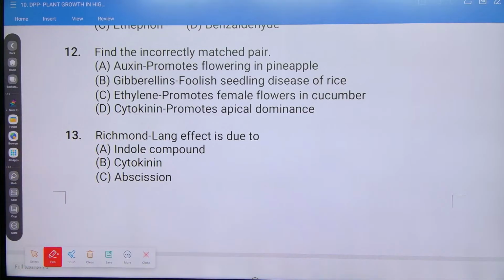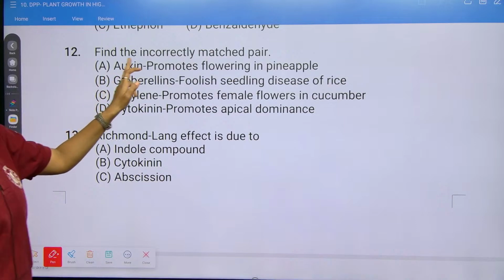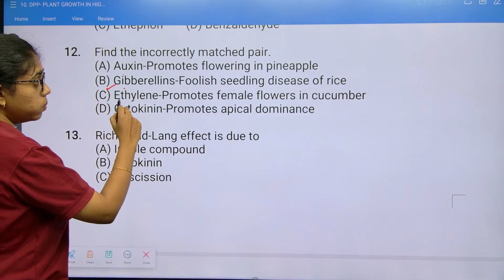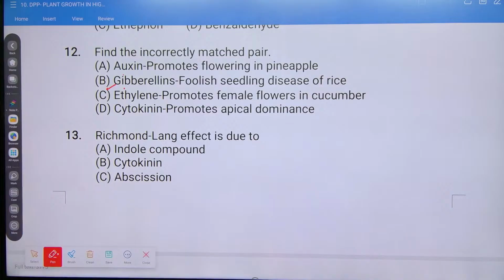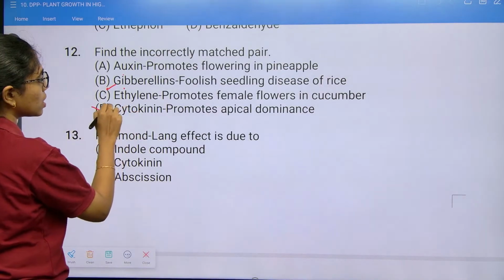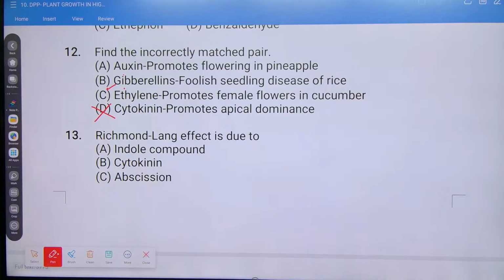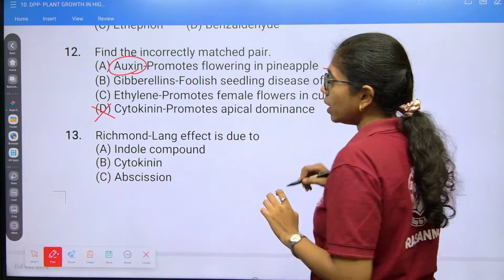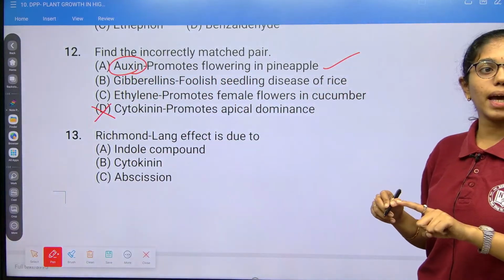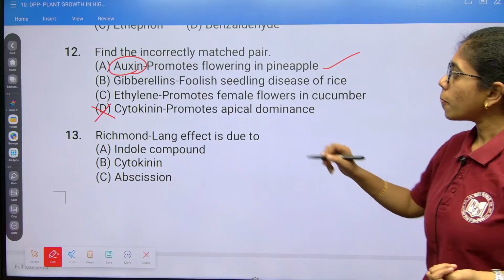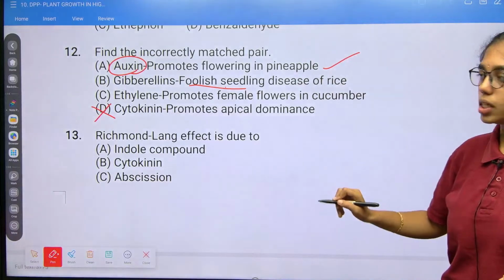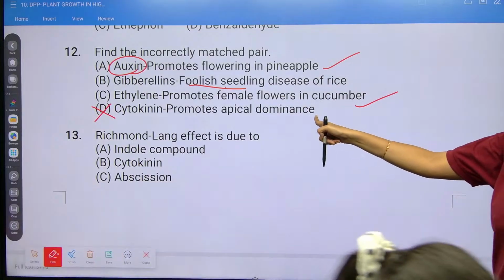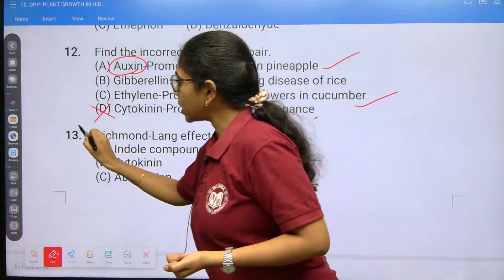Find the incorrectly matched. Listen, Auxin promotes flowering in pineapple, Gibberellins foolish seedling disease, Ethylene promotes female flowers in cucumbers, Cytokinin promotes apical dominance. Cytokinin doesn't promote apical dominance. Remember here, I missed out there, Auxin promotes flowering in pineapple, Ethylene also promotes flowering in pineapple and mangoes. Gibberellins, yeah, that is foolish seedling disease. Next, Ethylene promotes female flowers in cucumber, correct only. Incorrect statement is option D. Next, 13th question ma.